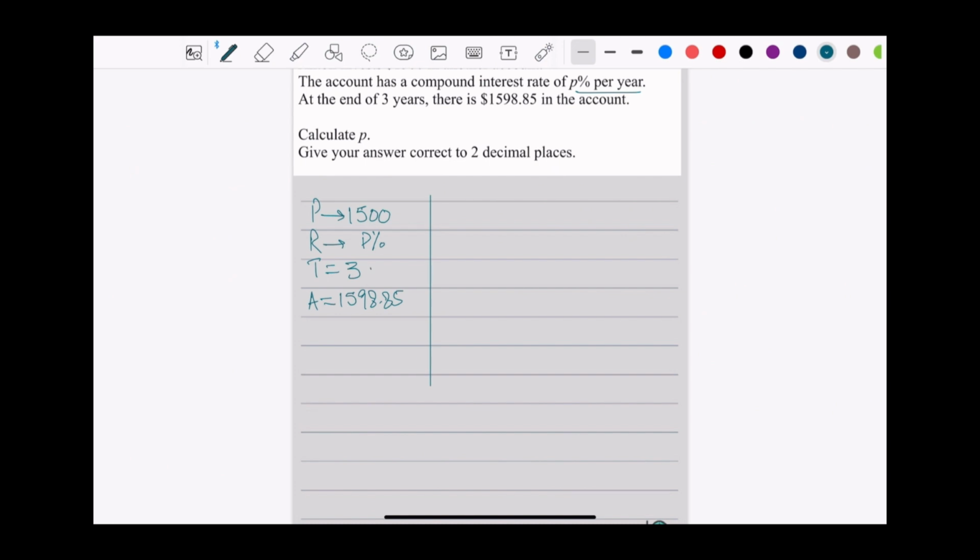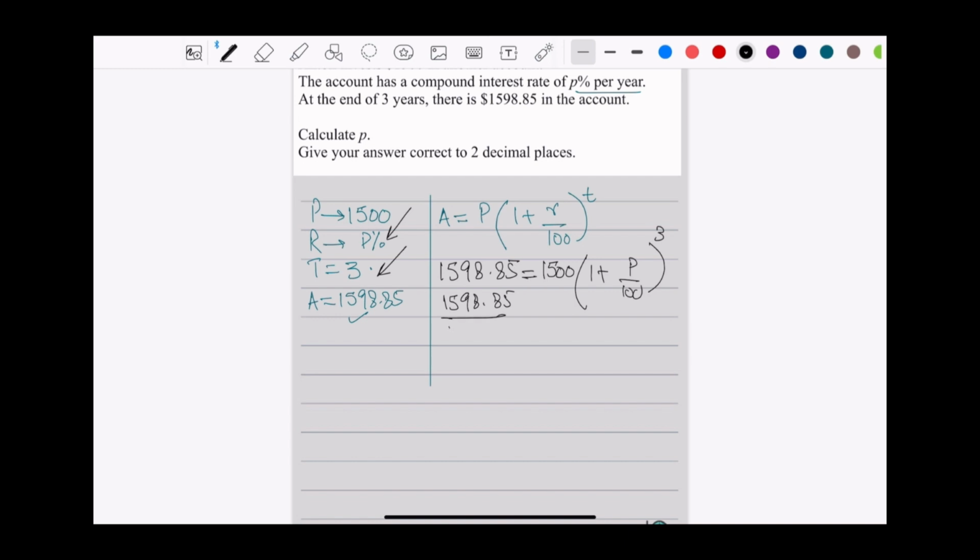So after 3 years, this is the amount that he has in his account. A equals P times (1 plus R over 100) to the power of T, which is 1598.85 equals 1500 times (1 plus R over 100) to the power 3. I'm just placing the values. Since the time is in years and the interest rate is as well, I don't have to change anything there.